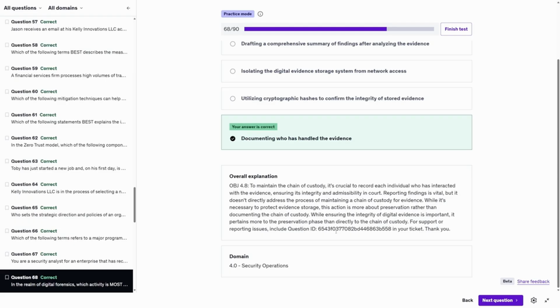Reporting findings is vital, but it doesn't directly address the process of maintaining a chain of custody for evidence. While it's necessary to protect evidence storage, this action is more about preservation rather than documenting the chain of custody. And lastly, while ensuring the integrity of digital evidence is important, it pertains more to the preservation phase than directly to the chain of custody.